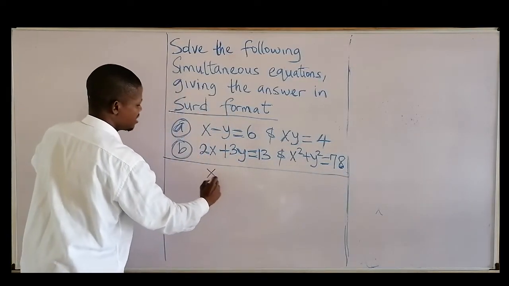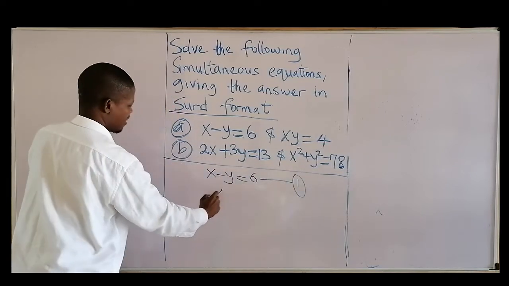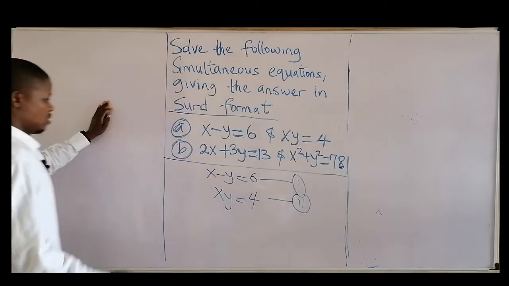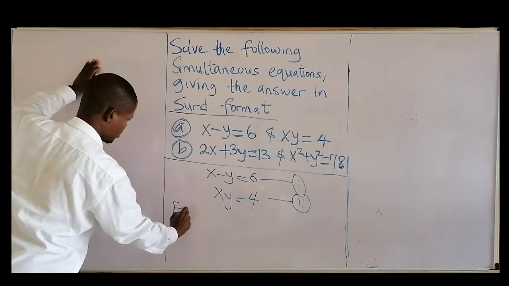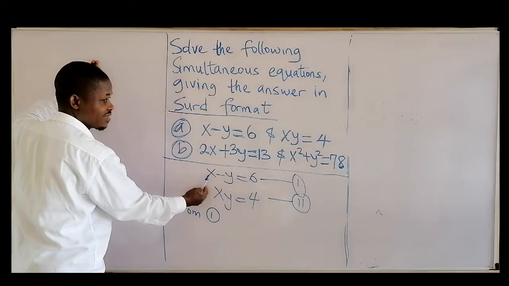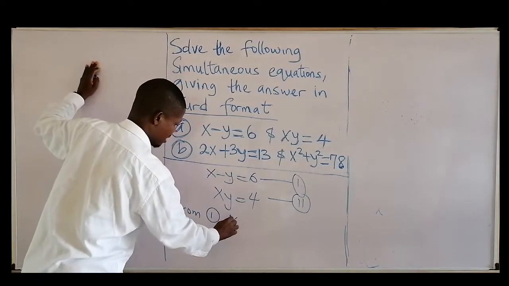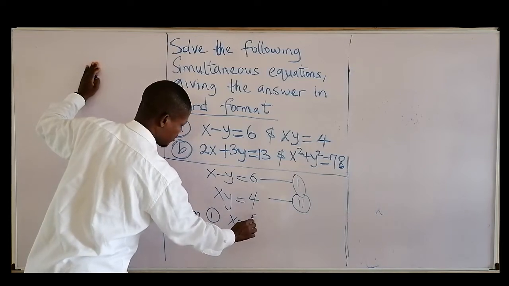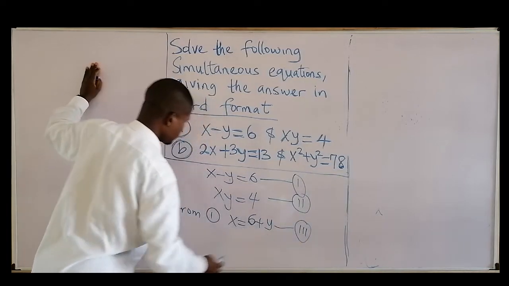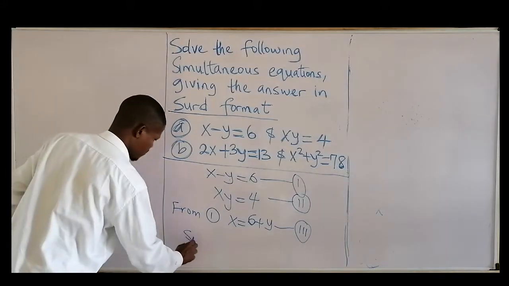Question one, we have the linear equation x minus y equals 6. Call that equation 1. Then we have xy equals 4. Call that equation 2. So what we do from equation 1, we can make either x or y the subject. Let's go for x, which will be equal to 6 plus y. Call that equation 3.